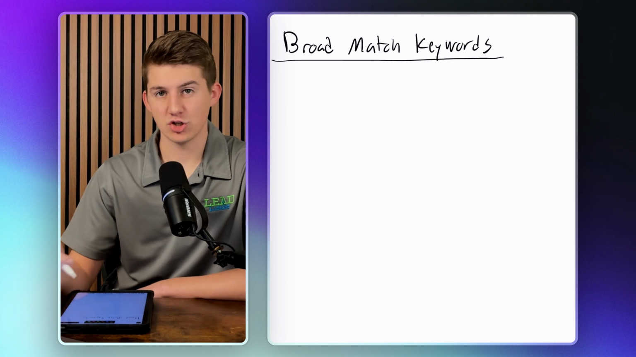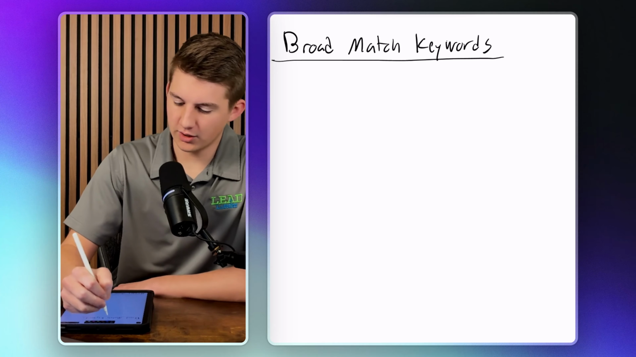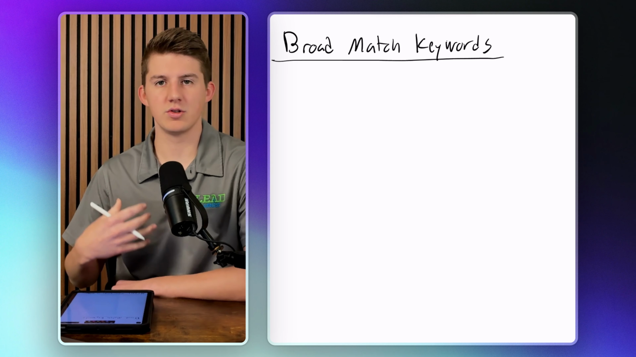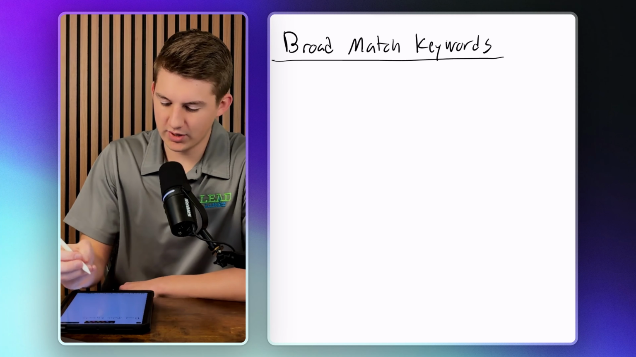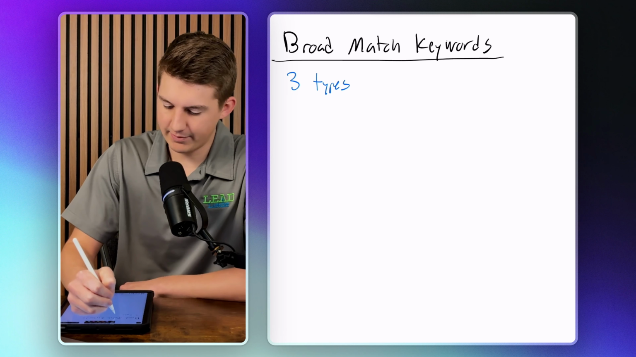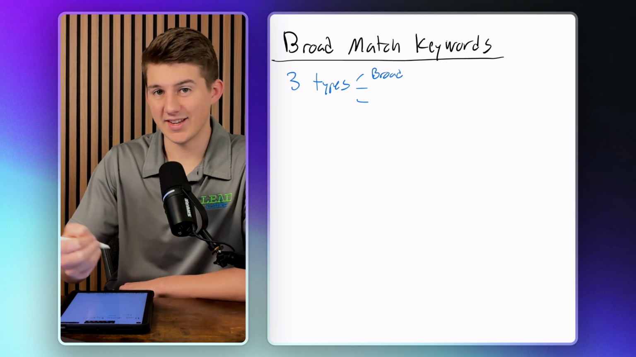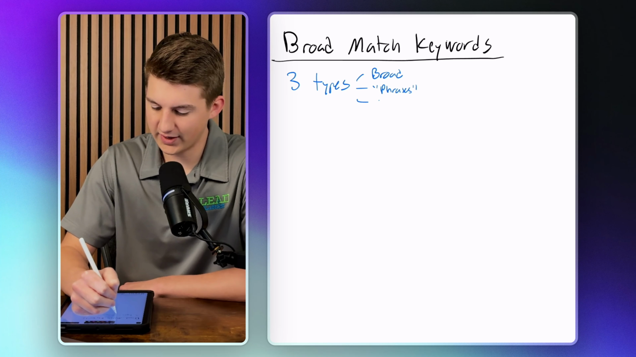The big culprit I see in a lot of accounts is broad match keywords. Now, first, let me explain what these are. So in Google Ads, you're bidding on keywords. You're telling Google these types of words I want my ads to show up for. And there's really three different types of keywords. The first type is broad, which we're going to be talking about. The second type is going to be phrase. And the third is exact.